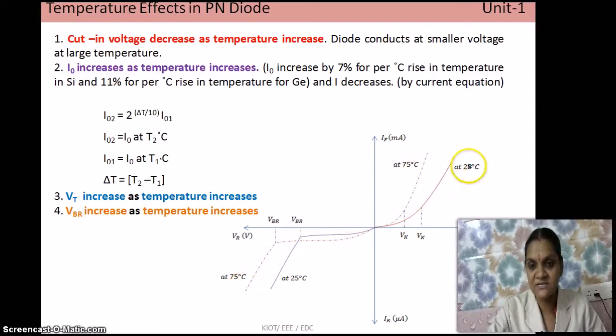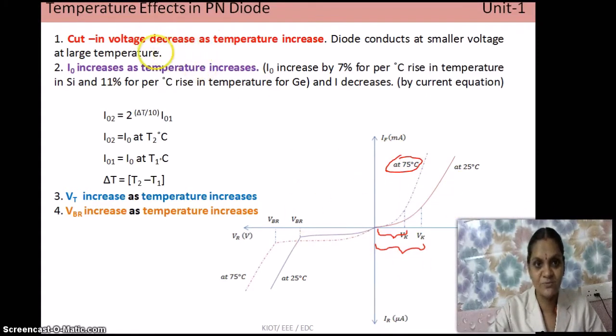When you consider the cut-in voltage or knee voltage for a temperature of 25 degrees centigrade, this is the cut-in voltage at low temperature. Similarly, at the high temperature of 75 degrees centigrade, the cut-in voltage is much less. So at higher temperature the cut-in voltage decreases. This is a practically observed characteristic.